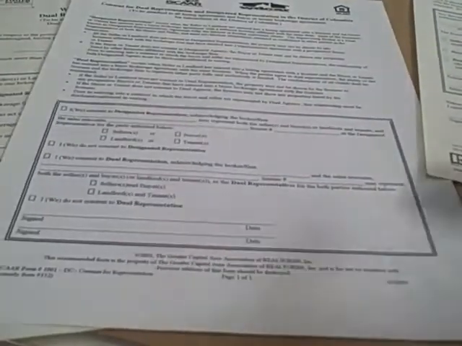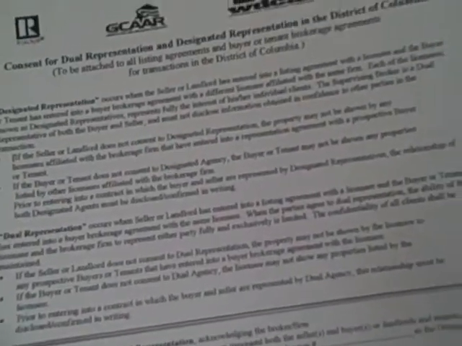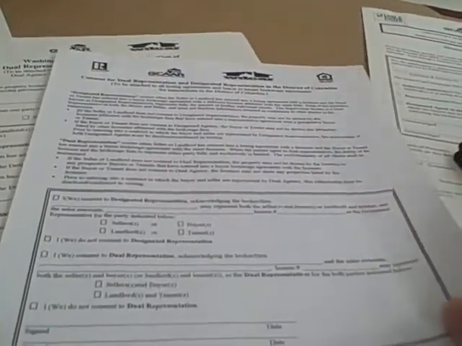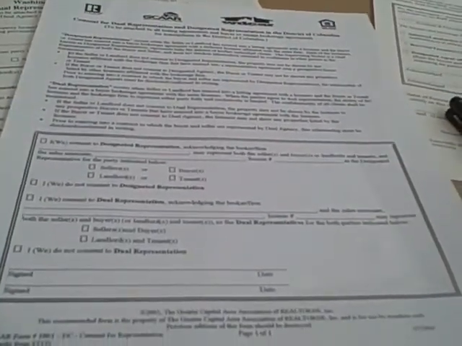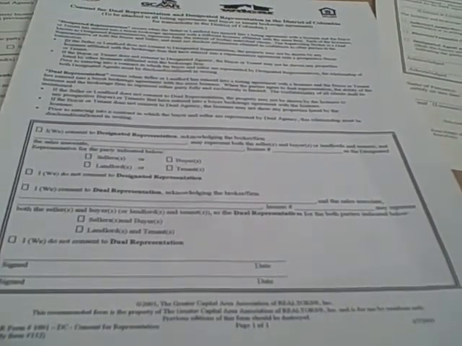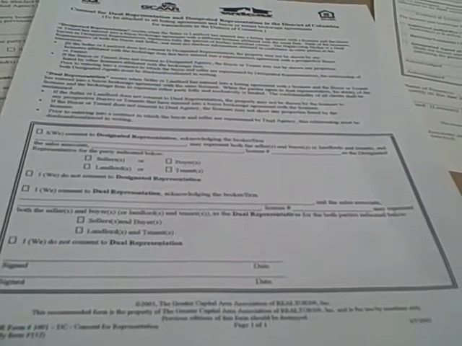What you will sign early on is this consent for dual representation and designated representation in the District of Columbia. Now, Long & Foster does not like dual agency in the D.C. area. Dual agency in D.C. means you, the agent, represent both sides. It's different than the state of Maryland.